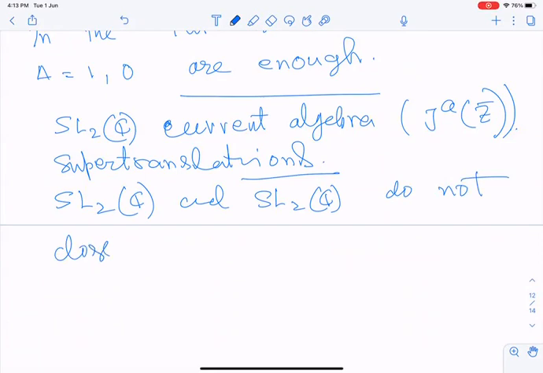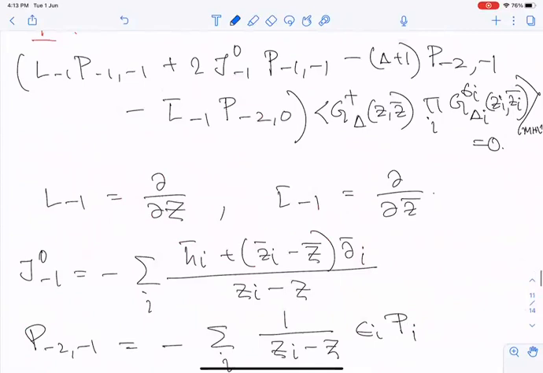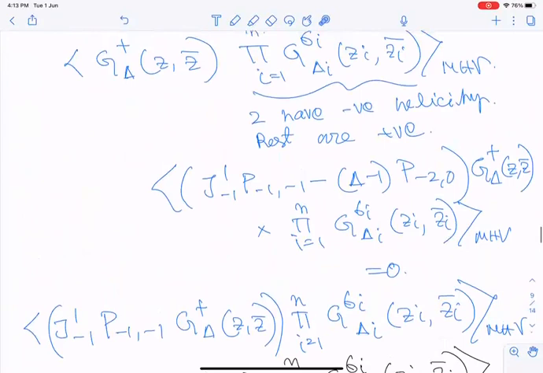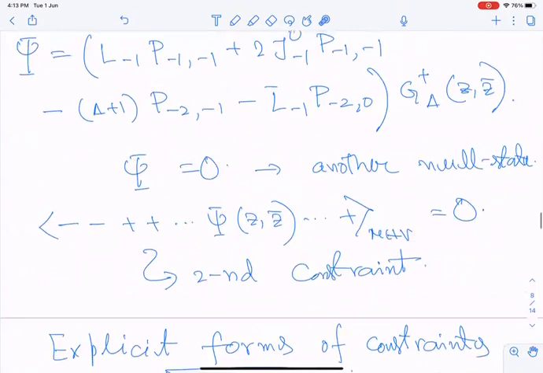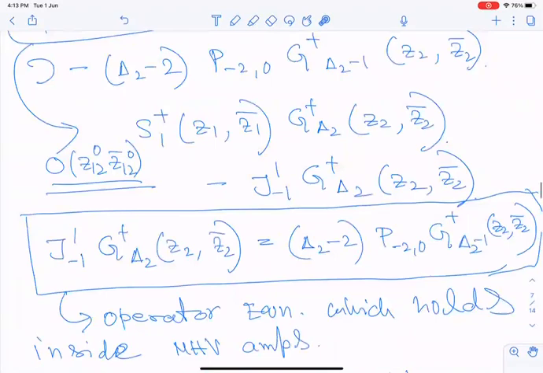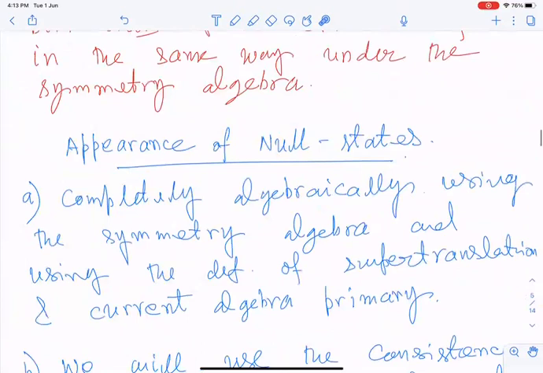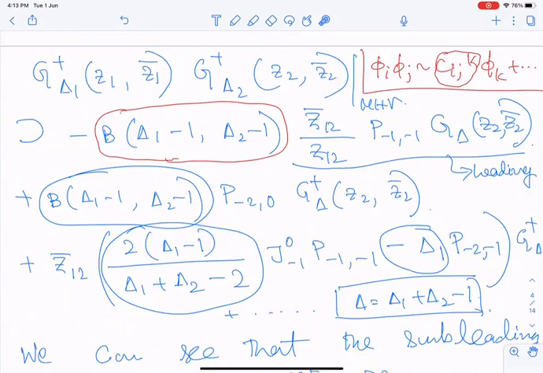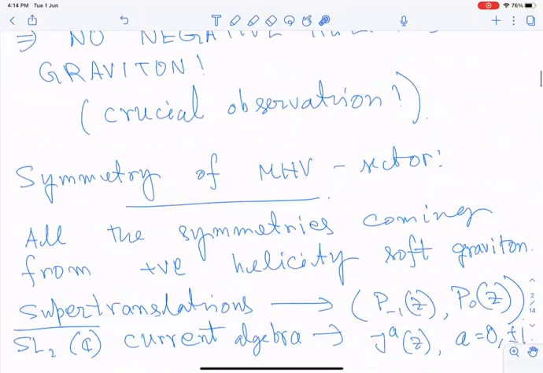And this whole story will change, because in the CFT, one of the most important things, or perhaps the most important thing, is the OPE. The fact that we can write the OPE in this form, with just the descendants of the SL2C bar current algebra and the super translations of the form P-1z and P0z, is because I don't have any negative helicity soft graviton in this sector.